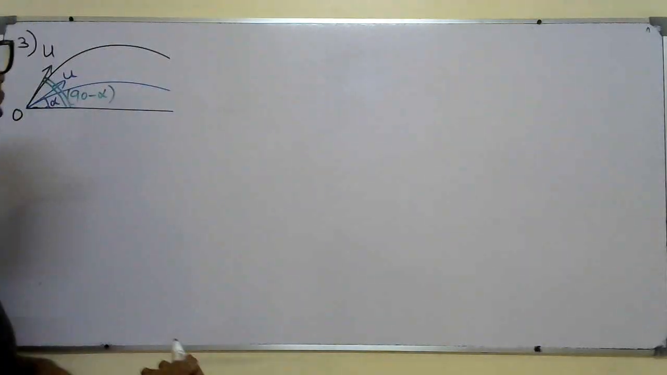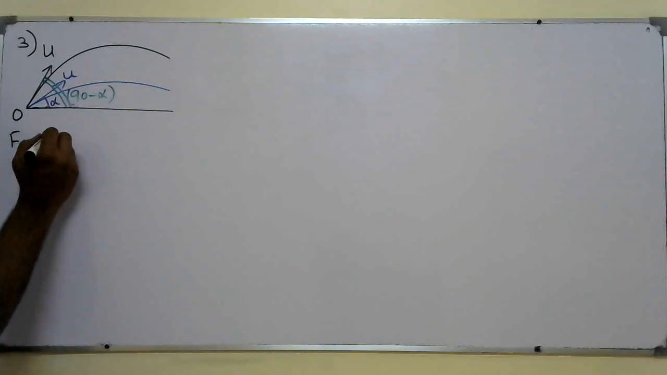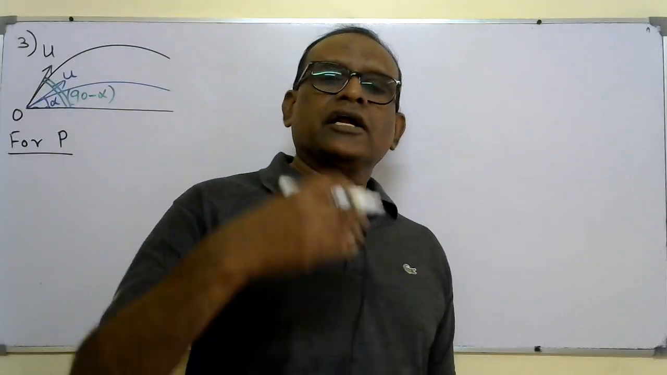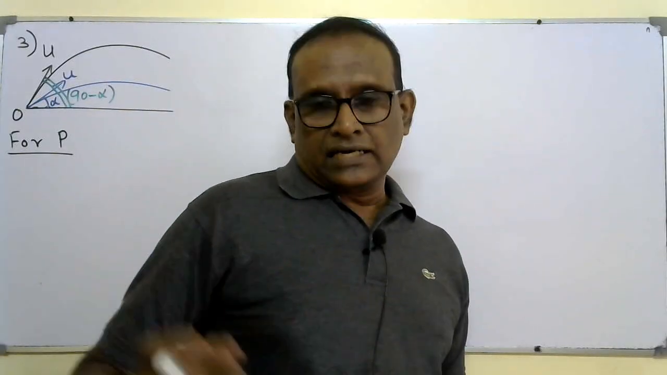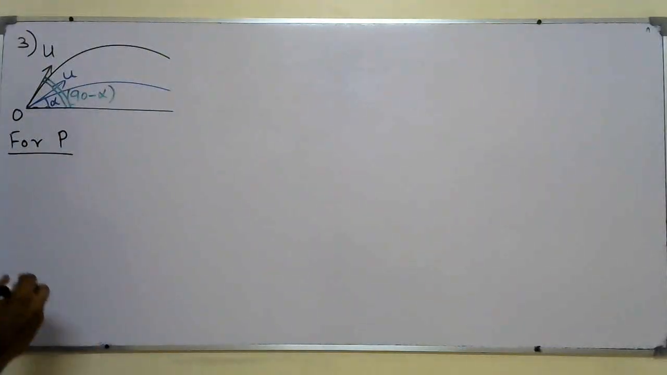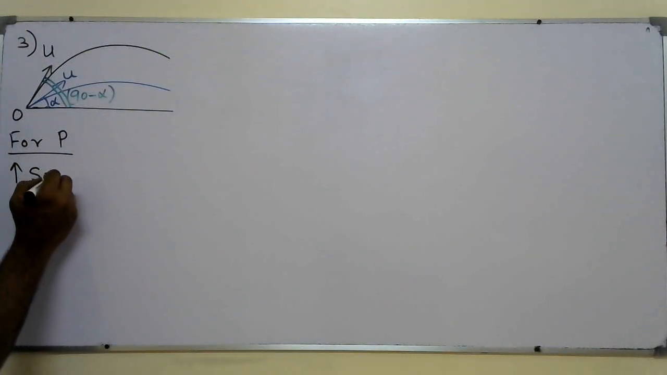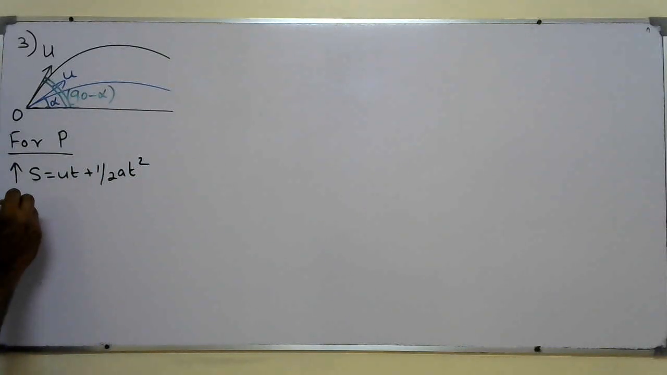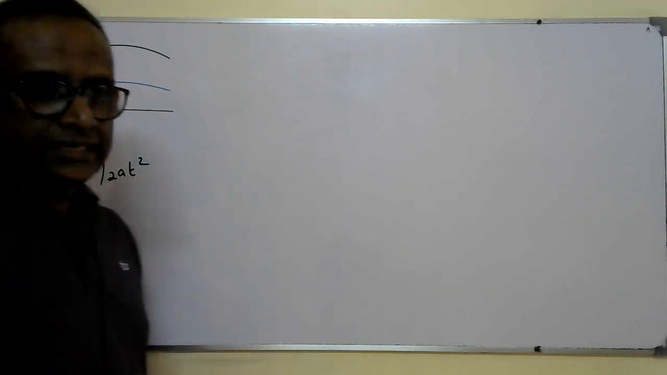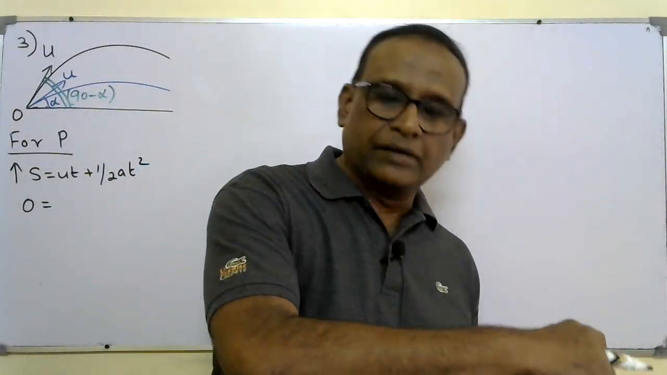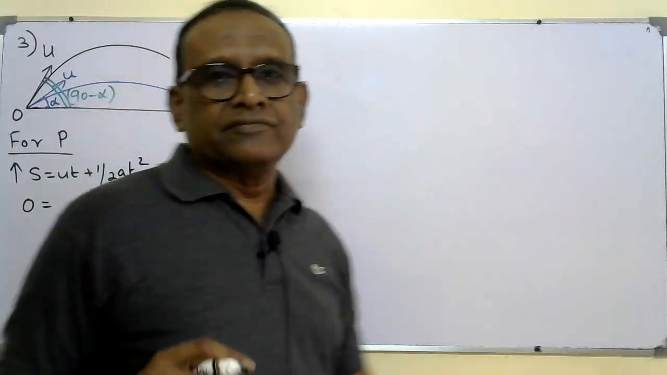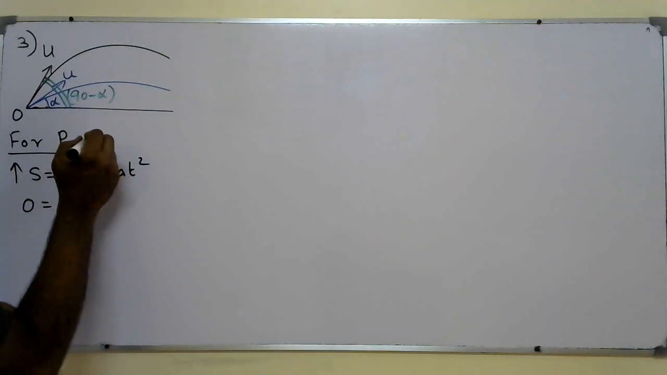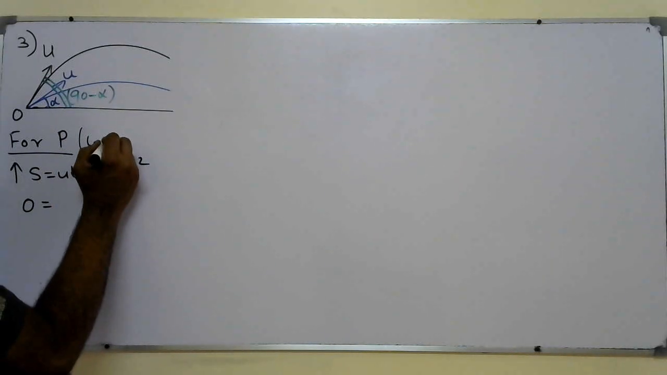For particle P, normally I get the range R equal to 2u squared over g sine alpha cos alpha. Anyway, I'll show that for the whole motion, if I consider vertically, s equals ut plus half at squared. That will be 0 when it hits the ground. When we consider the range, it comes back to the same horizontal level, so the vertical displacement becomes 0. S equals 0 for the complete motion. I am considering the complete motion for P.